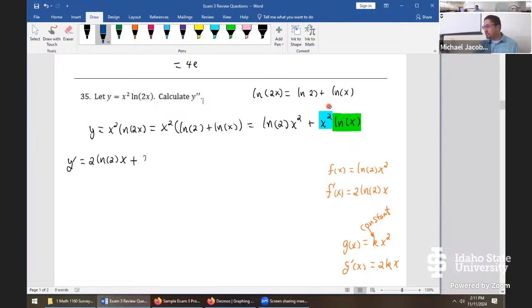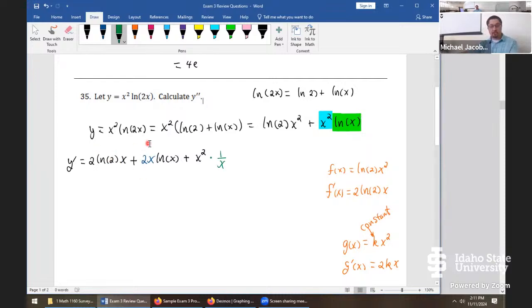Differentiate x squared for a 2x. Next we're copying in natural log x, no derivative. Then go plus, x squared copied in. And now finally we differentiate natural log x. That's a nice derivative. It just gives us 1 over x.